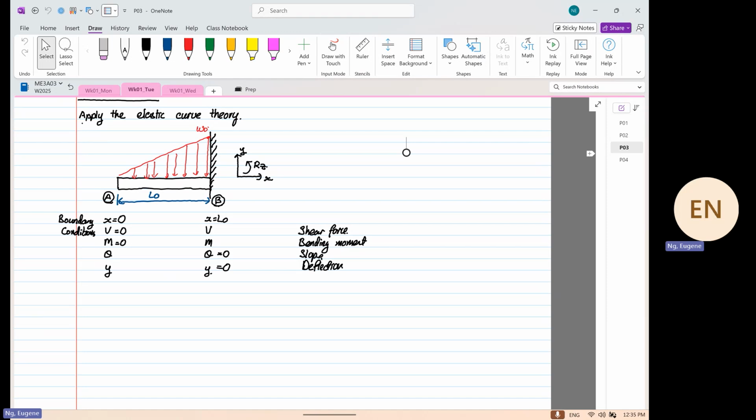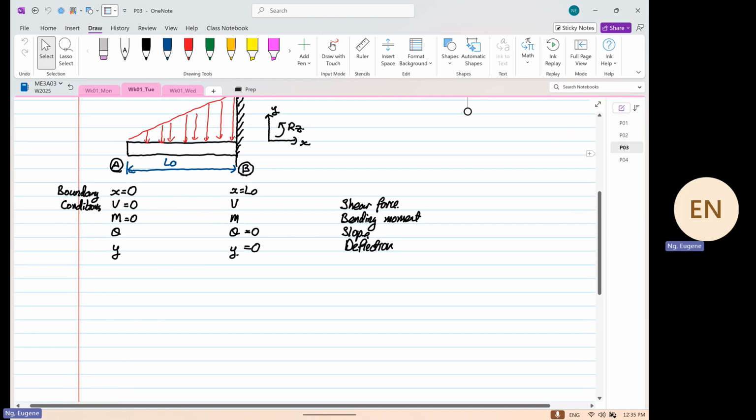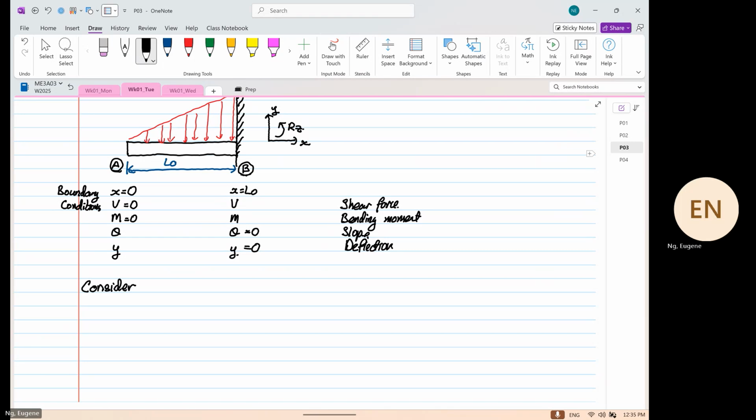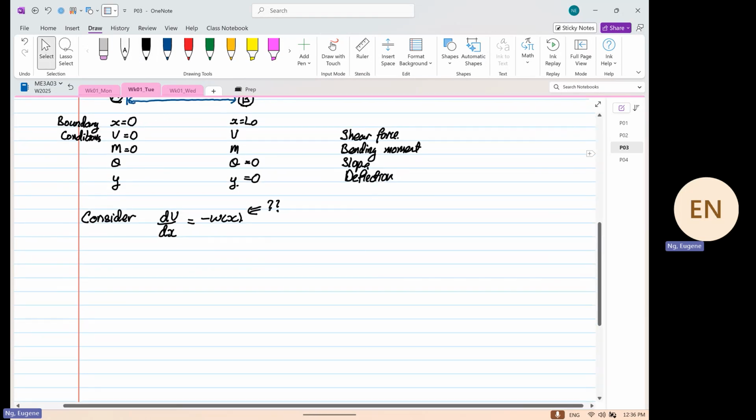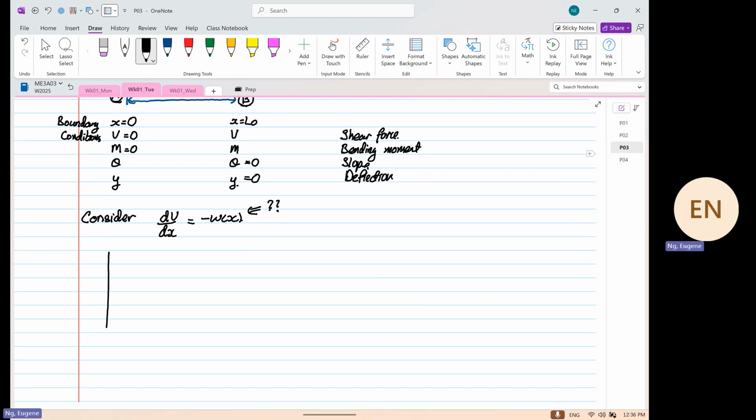So from here, what we are going to do first is we are going to consider where we have a function dV over dx equal to minus omega as a function of x. So the thing now is, what is this minus omega as a function of x? So the next thing I'm going to draw, now if you have any question, just say excuse me, and I'll pop my head out because I can't see you because of this screen.